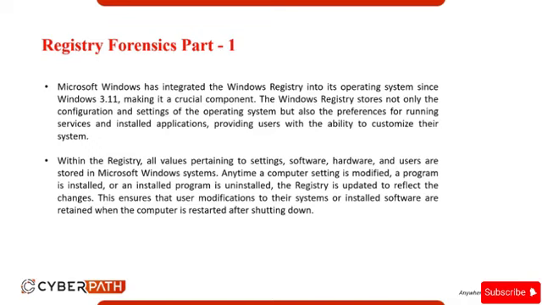The Windows Registry stores not only the configuration and settings of the operating system, but also the preferences for running services and installed applications, providing users with the ability to customize their system. Within the registry, all values pertaining to settings, software, hardware, and users are stored in Microsoft Windows systems. Anytime a computer setting is modified, a program is installed, or an installed program is uninstalled, the registry is updated to reflect the changes. This ensures that user modifications to their systems or installed software are retained when the computer is restarted after shutting down.